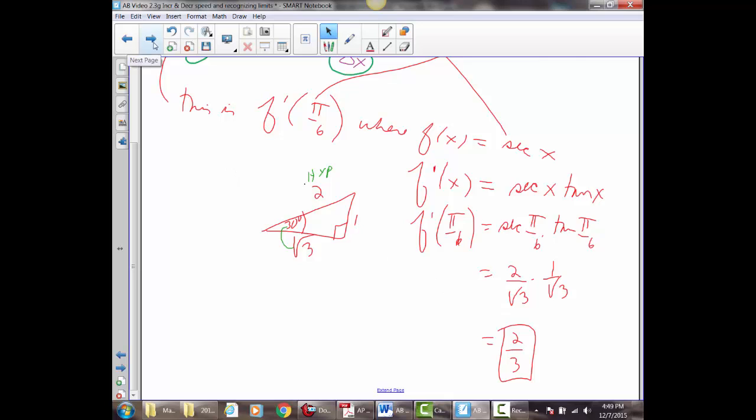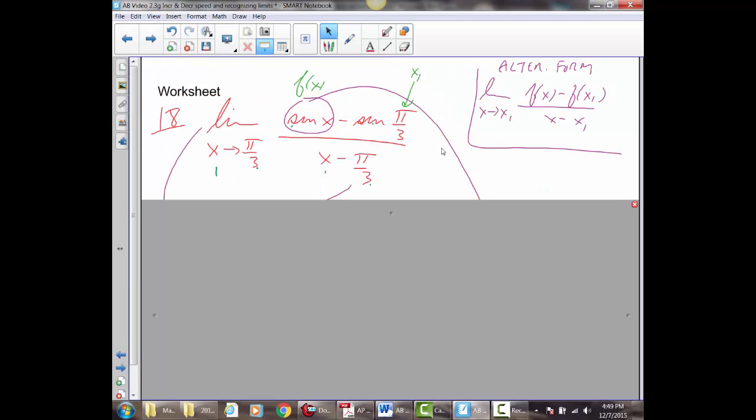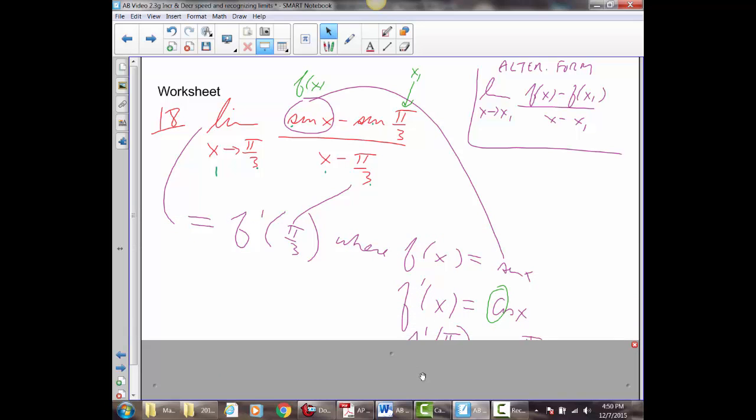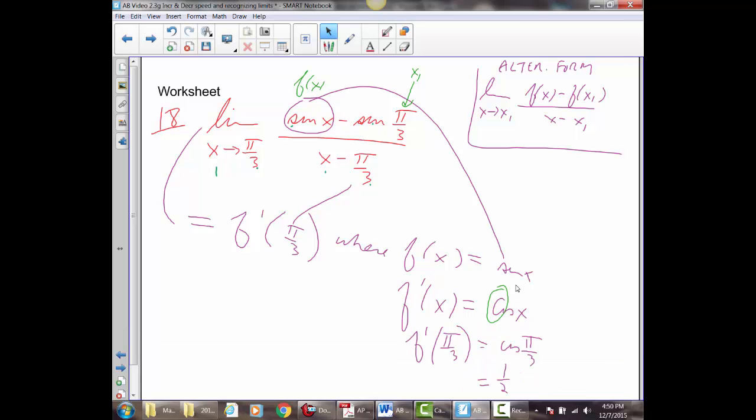You can certainly pause on these if you'd like. This is recognizing the alternative form, which is even easier because you actually have your f of x sitting there, and this is your x1, and that's your x1. So obviously this is the derivative of f of x equals sine x, and you're finding that derivative at pi over 3.